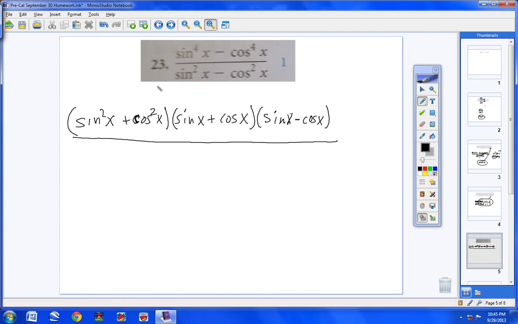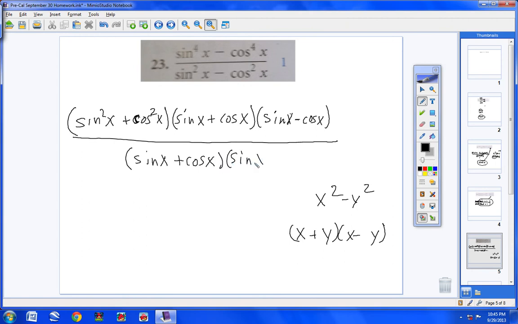Now the denominator right here, sine squared minus cosine squared, I'm going to put x squared minus y squared, and then real quick, I'm going to simply put the square root of x squared is x, the square root of y squared is y, make one positive, make one negative, and then there's the factorization of the denominator, except we have to insert our sines and cosines. So now I would have sine x plus cosine x, sine x minus cosine x. Very good.